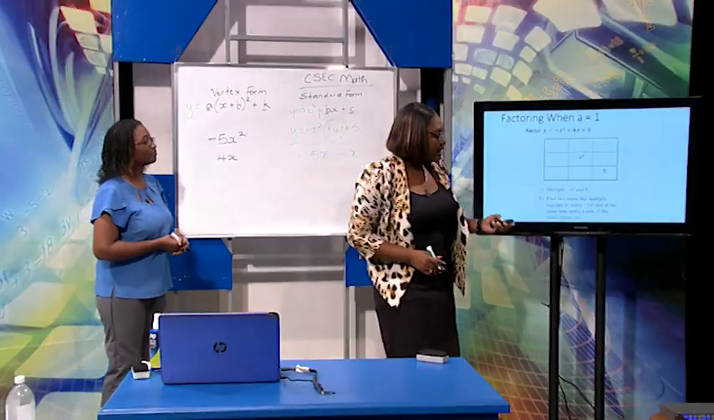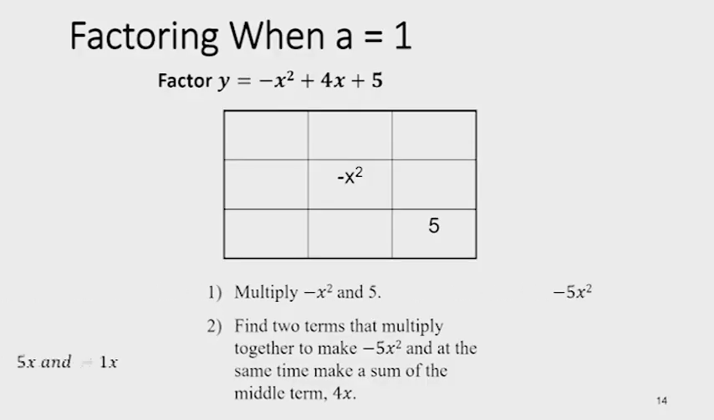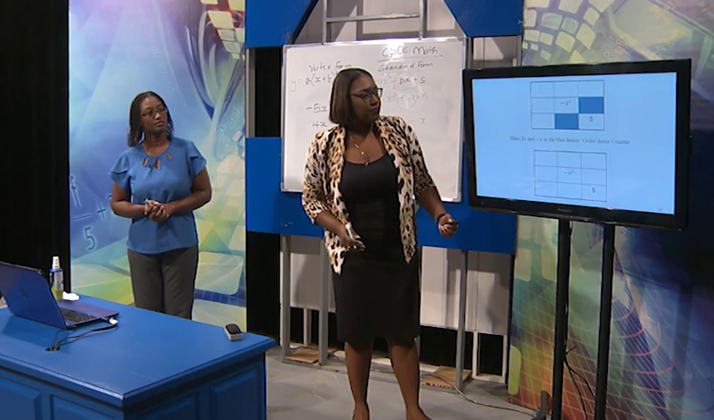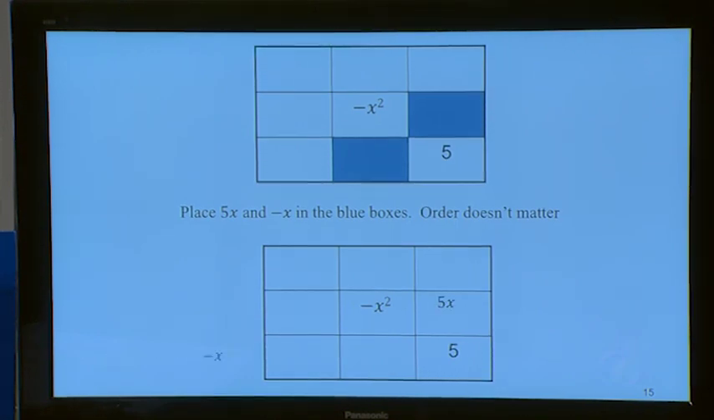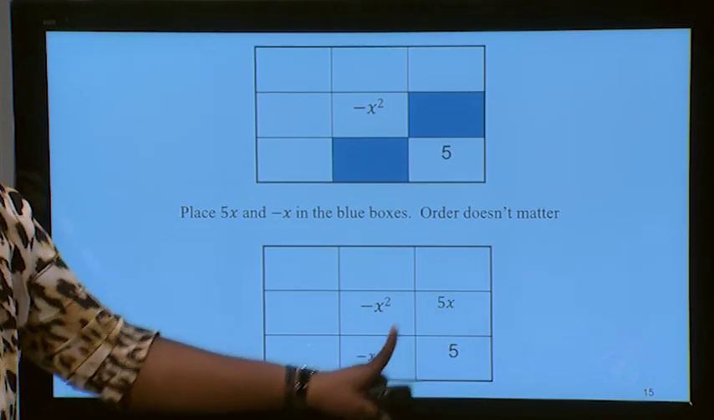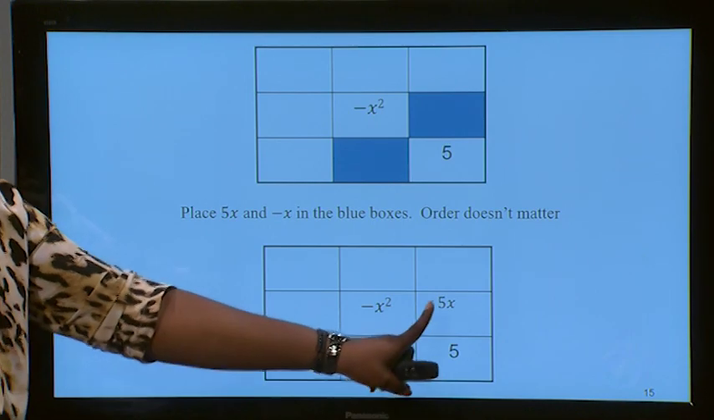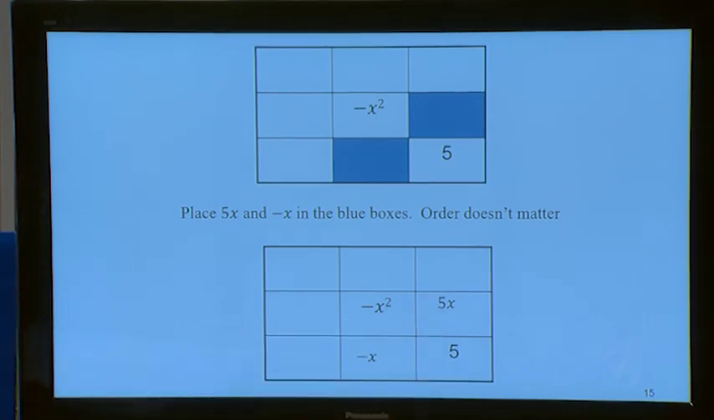Now you could place these two factors anywhere in our grid. The factors are going to be 5x and negative x, and we place them in either one of the vertical boxes on our grid, the blue boxes. The second step is to factor each row and each column.